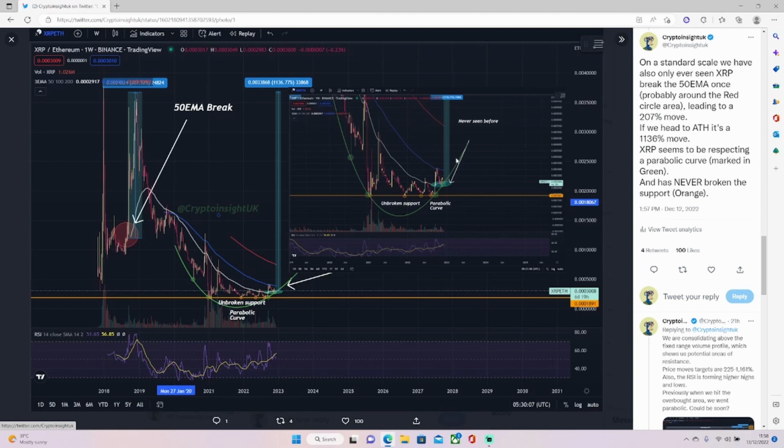So this is obviously XRP versus Ethereum. Could we see this move out of this zone now? Again, we're getting forced into some sort of decision. As I was saying, is it going to break down from the parabolic curve and look towards the unbroken support again? Or are we going to look to squeeze up against the moving averages and potentially push out of this zone? That's something that you guys need to decide for yourself. I'm just showing you what I see.